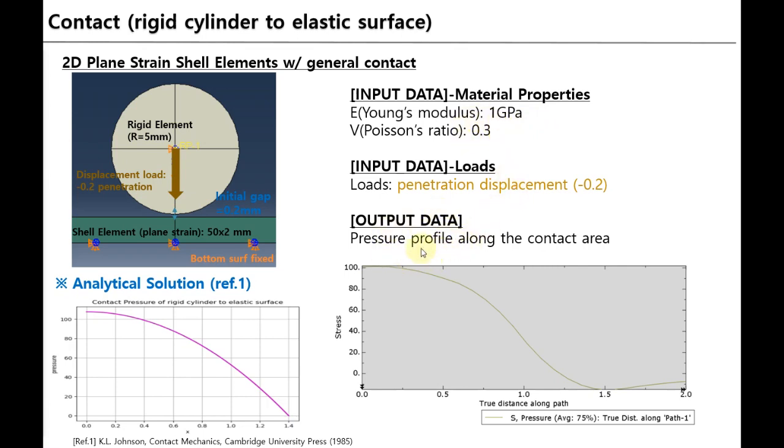Our final goal is to get the pressure profile along the contact area from Abaqus and compare it with the analytical solution. Basically, the analytical solution is based on the rigid cylinder and thin elastic layer. It's all from K.L. Johnson's Contact Mechanics book.